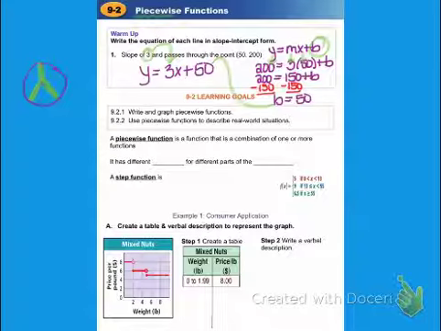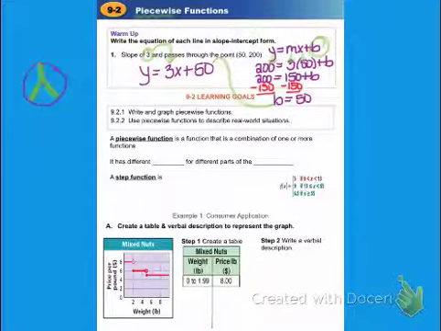When we talk about piecewise functions, we mean a function that is a combination of one or more functions. In other words, it's cut up into pieces. We can't describe the function with just a single function, whether it be linear or quadratic or cubic. Instead, it's split up into a combination of one or more functions. The rule for a piecewise function is different for different parts, or different pieces, of the domain.